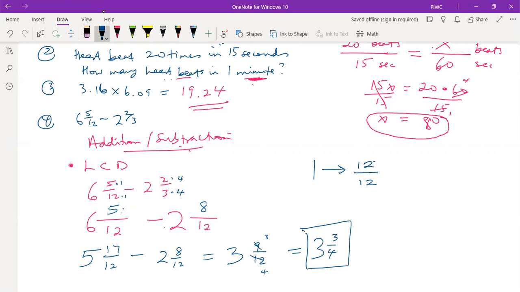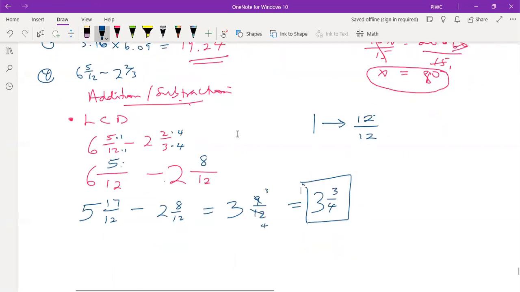So this is a borrowing approach. I know some people will change this to an improper fraction, and then at the end they'll change back again, and so on. That is too long. It may be okay for this problem, but there are some problems where you have two or three steps to work out. In that case, you're wasting your time if you go through the improper fraction method. So if you can get used to what I did here, the borrowing is going to help you move faster in a lot of problems.